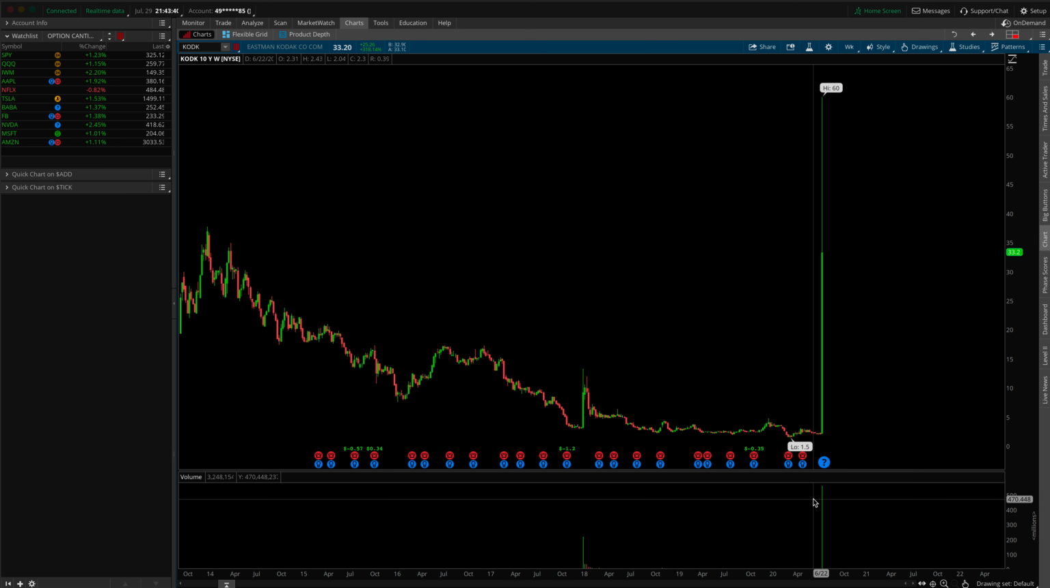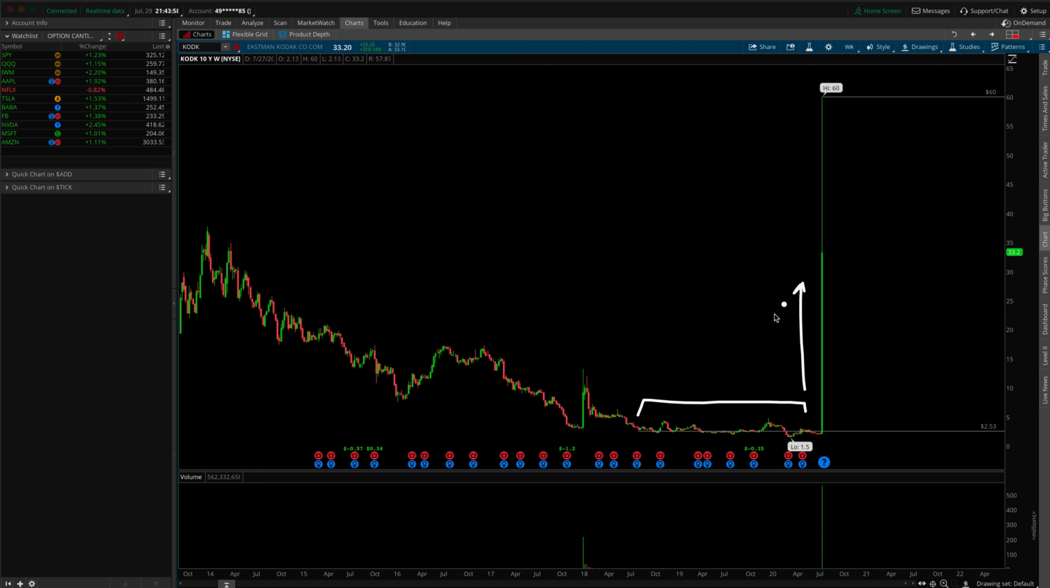Starting off on our weekly time frame, what I'm going to do is just map out some key areas of high interest to me. First one being the all-time high up here at $60. Then the next one is going to be the basing area right around here, around $2.50, that we've seen for almost over a year now in this general area of the chart before we were ultimately sent to outer space.